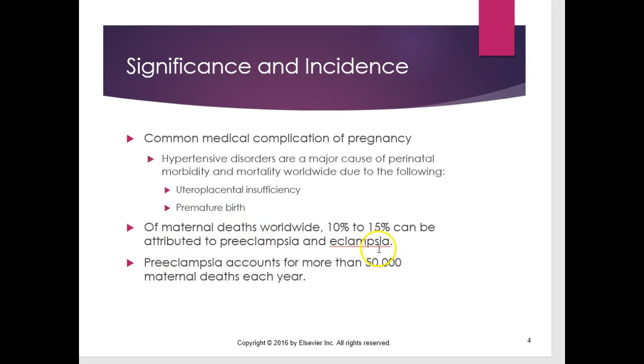And the maternal deaths worldwide, 10 to 15% can be attributed to preeclampsia and eclampsia. So preeclampsia is more than just hypertension in pregnancy, and we'll talk about the ominous features that preeclampsia has. But once you're preeclamptic, then you can also have seizures. And so seizures with hypertension and ominous features is called eclampsia. So when you become eclamptic, it's a major risk. We already know that there's a lot of ICP, and you can actually herniate your brainstem. Preeclampsia accounts for more than 50,000 maternal deaths per year.